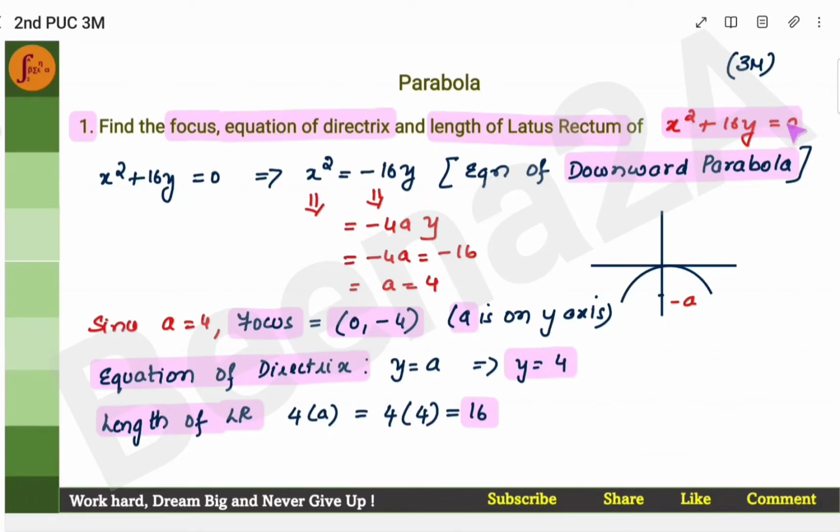Now, since the equation is given, you shift this plus 16y to the other side. It will become minus 16y. Now you'll have to remember which parabola it is. It is a downward parabola. Why is it downward? Because there is a negative sign here. You observe y is negative, right? It is 16y, minus 16y. So y is negative. Where is y negative?